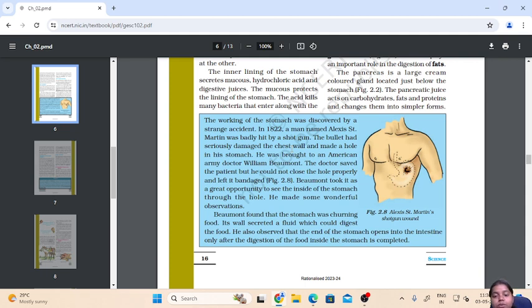But Beaumont took this as a great opportunity to study what happens inside the stomach through that particular hole. He made wonderful observations and presented his data that the stomach was churning the food. Its wall secretes a fluid which could digest the food. He also observed that the end of the stomach opens into the intestine only after the digestion of the food inside the stomach is completed. Everything he observed. Understood?